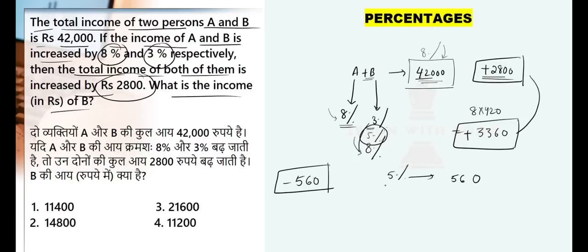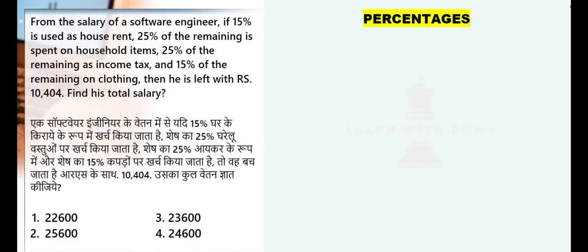They asked us to find B's income, so 100%. That's all. 5% is 560, similarly 1% is 112, 100% is 11,200. 11,200 is our answer. Option number 4. Next question. See this question here.